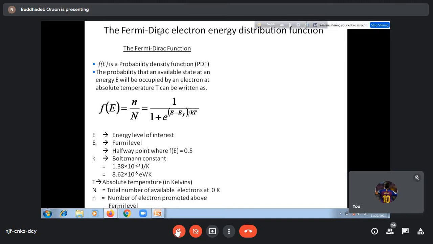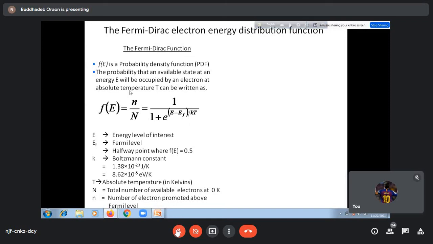So this is called the Fermi-Dirac electron energy distribution function. It is a very important function which tells you about the conductivity of different materials, and that can be evaluated. This equation is written as f of E, a function of the energy level E, equal to small n divided by capital N, and the right-hand side expression is 1 upon 1 plus this quantity.